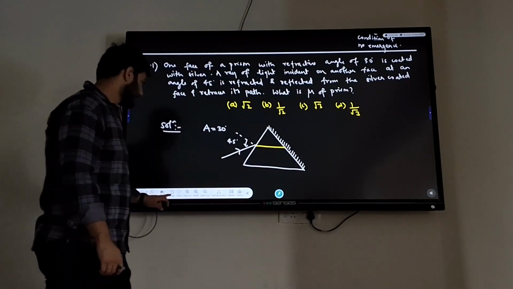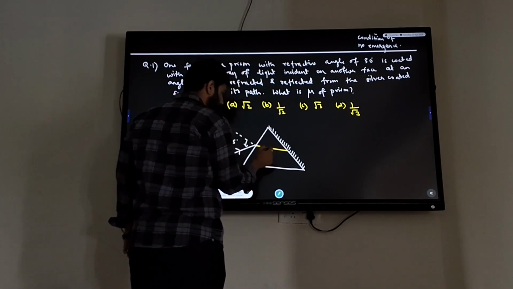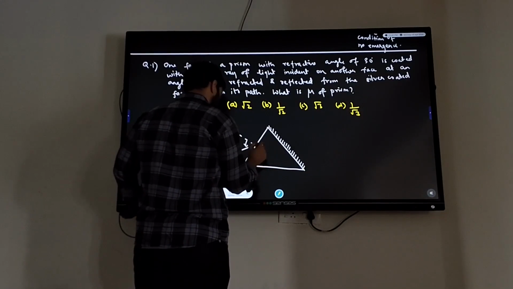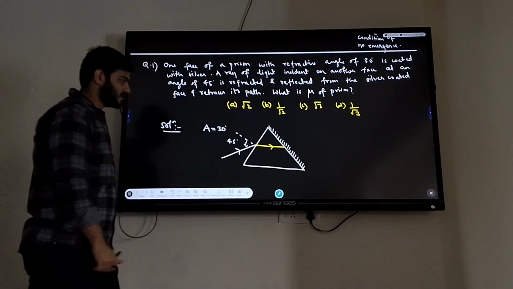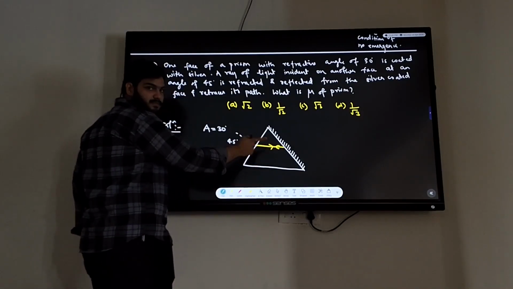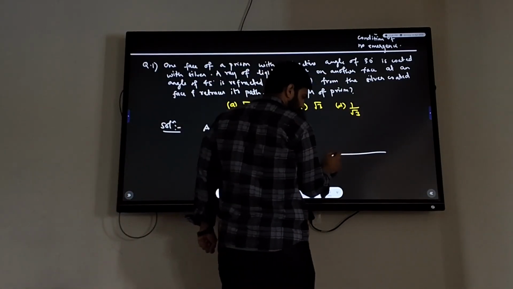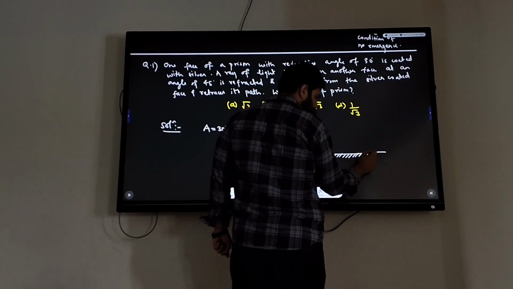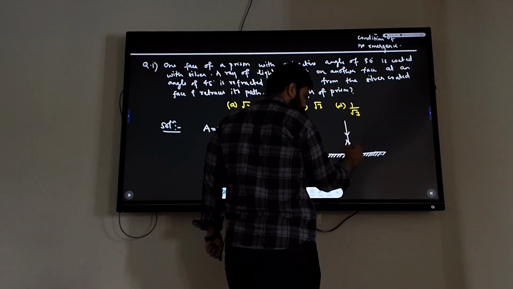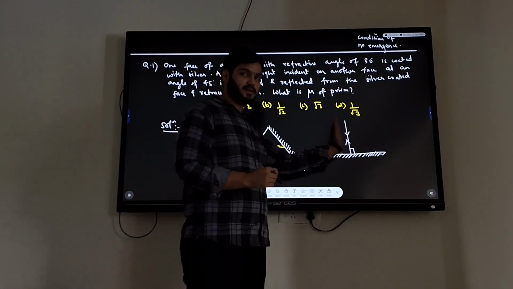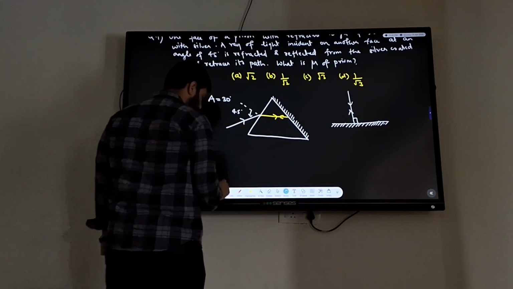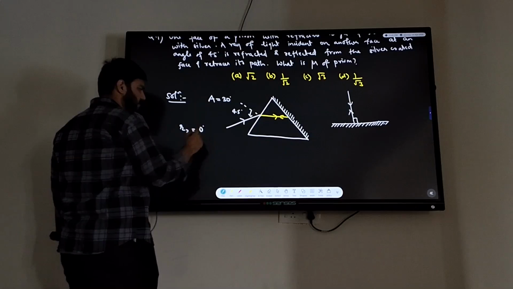Let me make it a little better. It's here, then retraces its path. It acts like a mirror, by the way. For a mirror, at what angle with the surface will you retrace your path? 90 degrees. Then what is the angle you are taking with the normal? 0 degrees. So what is R2? R2 is equal to 0 degrees.